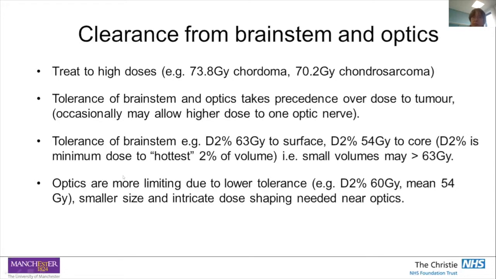The optics are even more limiting for us because they have a lower tolerance, so we'll be aiming for a surface dose around 60 Gray and a mean dose lower than that. And these figures may vary slightly between different proton centres, but the basic idea is the same. But because of the optics being smaller and because of the sort of intricate shape, it's even more difficult to get high dose in near the optics. And hence why it's important that we get at least the gross tumour away from those structures.